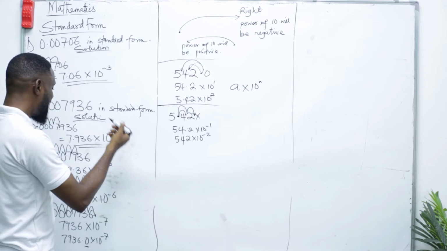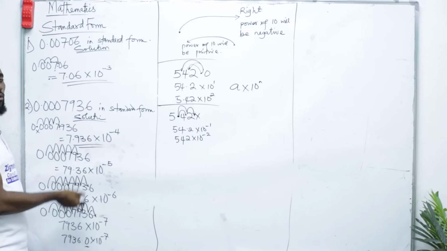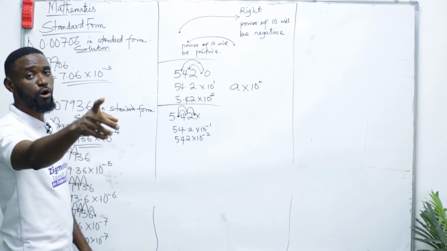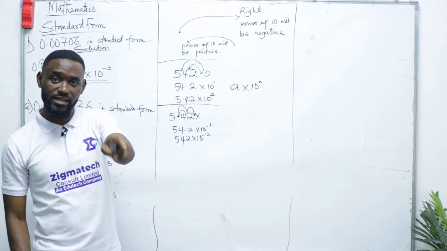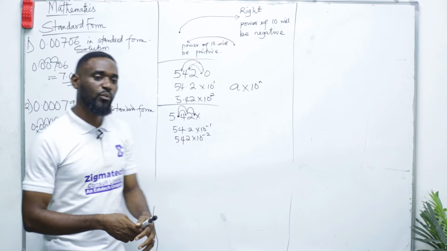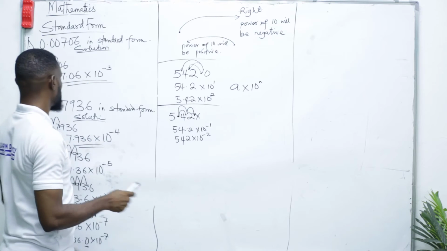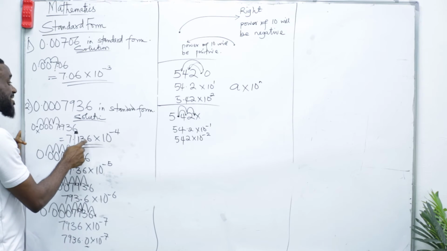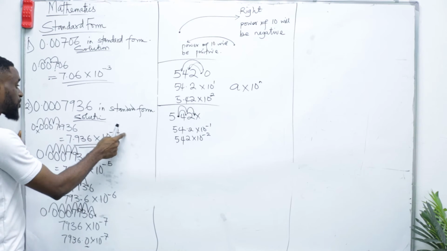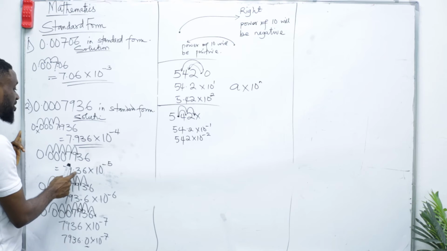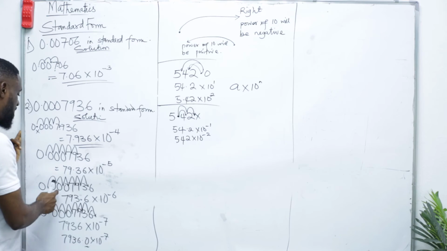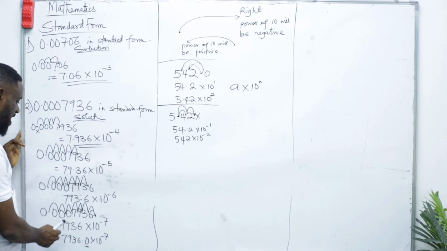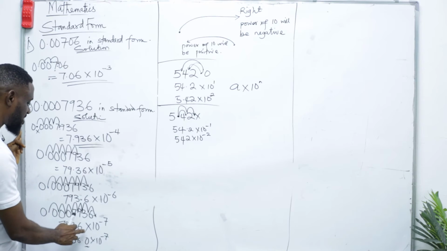Now, whichever way you want to, if we had solved up to this point, you will check your options and you will discover that the answer is not there. Do you understand? So that is why we had to, by standard, just stop at the first number. But what it means is that 7.936 times 10 raised to power minus 4, 79.36 times 10 raised to power minus 5, 793.6 times 10 raised to power minus 6, and 7,936 times 10 raised to power minus 7.